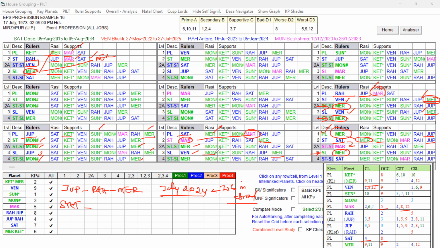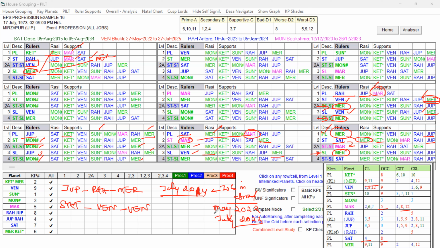I think we're able to understand. Now he contacted during that Saturn Dasa, Venus Bhukti, Venus Antra, in May 2022. Actually, the earlier part is not correct. This is Jupiter Dasa, Rahu Bhukti, Mercury Antra. He got the job in July 2014. After that, up to July 2022, he is having the contract.